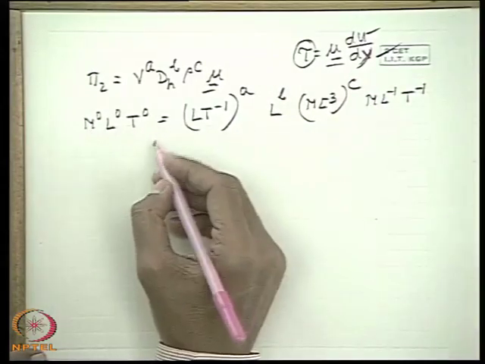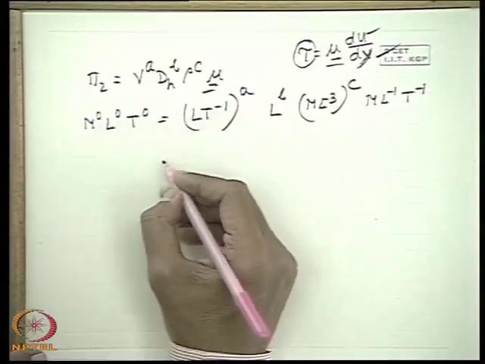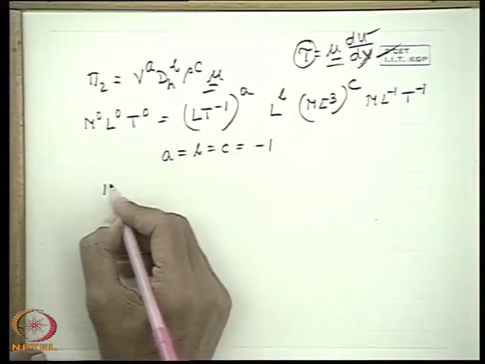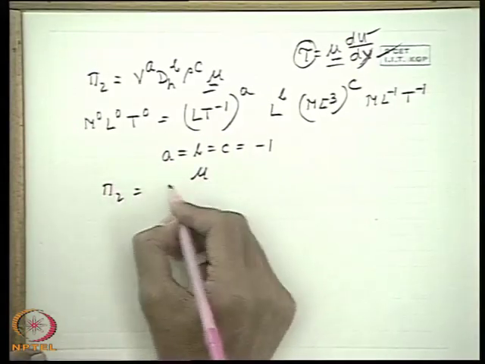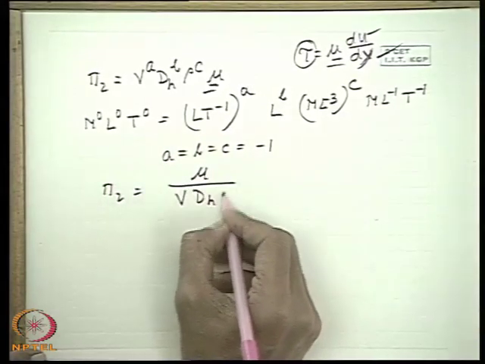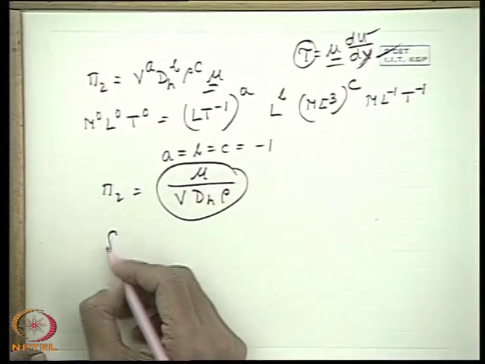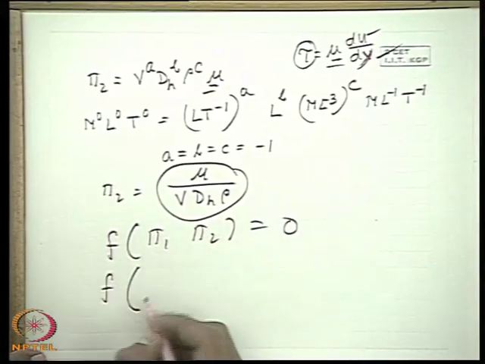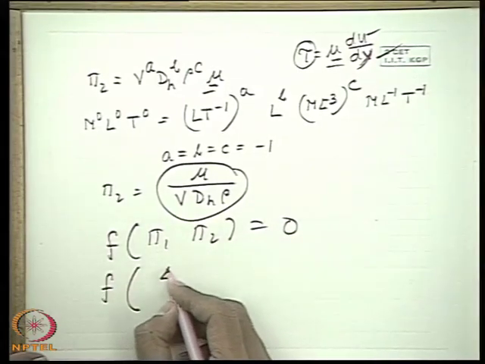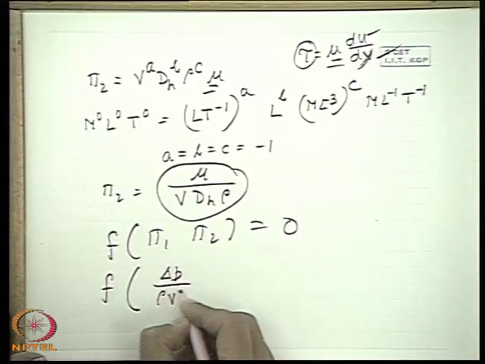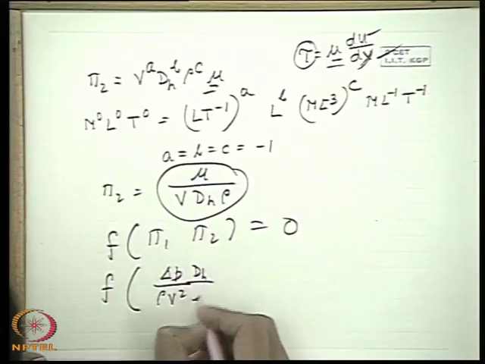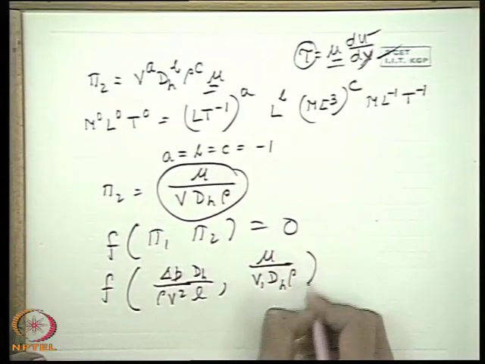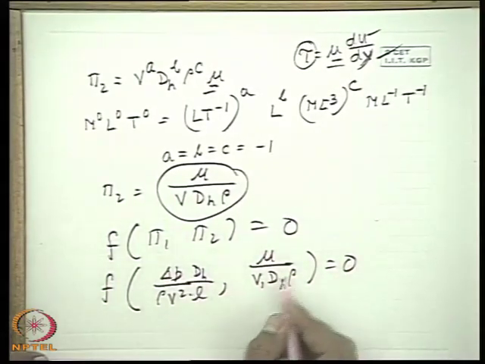If you do that and solve it by equating the exponents, you will get A is equal to B is equal to C is equal to minus 1. So pi 2 is mu by V dH rho. Therefore the problem is described by f of pi 1, pi 2 equal to 0. So this becomes f of delta P by rho V square into dH by L, and mu by V dH rho, equal to 0. So this is pi 1 and this is pi 2.